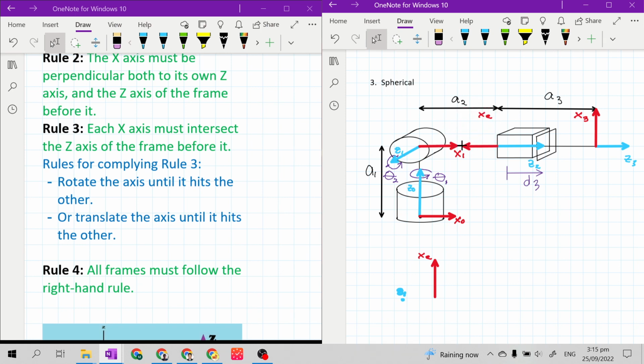As you can see, when I rotate it, and the axis of rotation is at the center, it's now intersecting with z sub 1. But when x sub 2 rotates, z sub 2 should also rotate, because they rotate at the same axis, at the origin of frame 2.